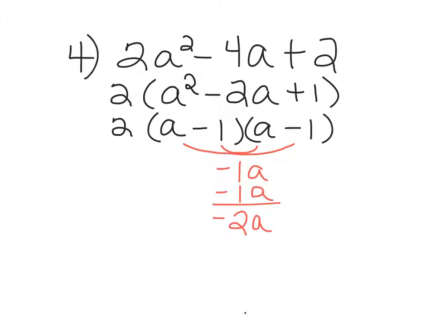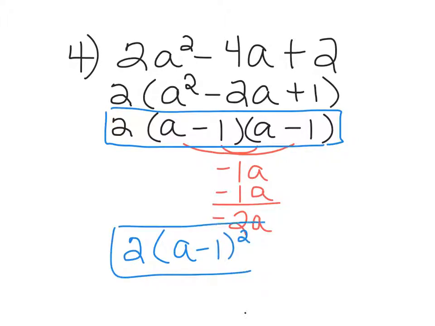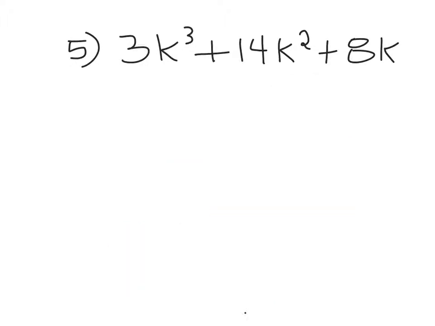So I can leave it like this, or I can rewrite it, because I notice that a minus 1 times a minus 1, that's the same factor. So I can rewrite it like this as well. So 2 times a minus 1 squared. So either answer is correct. Number 5, 3k cubed plus 14k squared plus 8k.